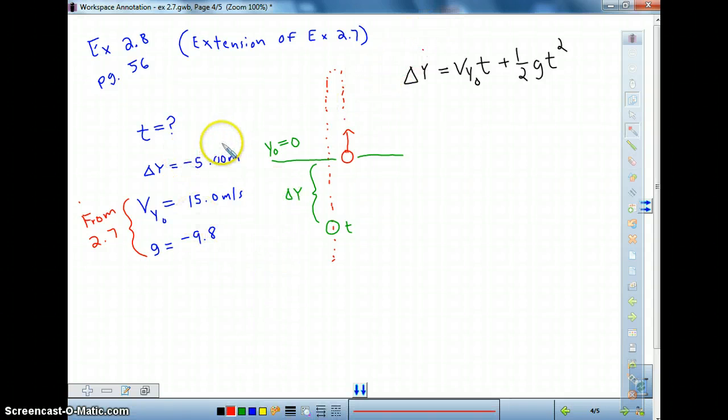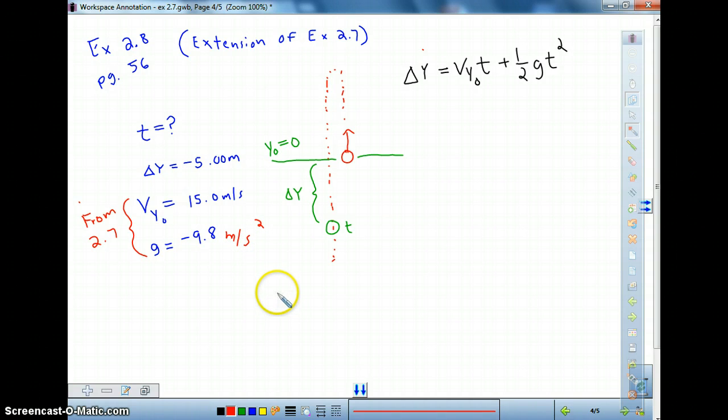So in example 2.8, it asks us about the same ball, and we want to find its time, t, when it is at a displacement of -5 meters from where I originally threw it. This line represents the railing in the problem. So essentially we want to find when it is at -5 meters. We can still use several givens from the last example: it was thrown up at 15 meters per second, and since this is free fall, g is equal to -9.8 meters per second squared.